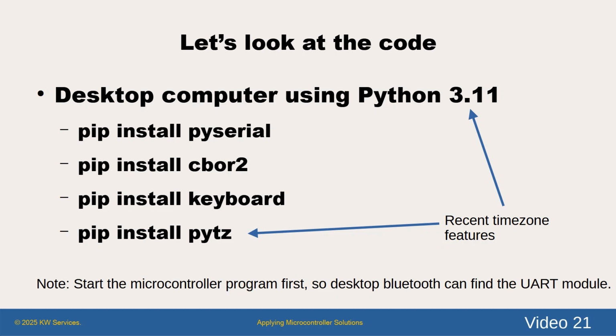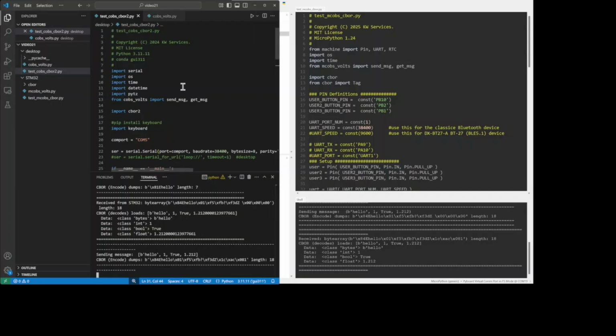Let's look at the code. On the desktop, I opened Visual Studio Code on a virtual Python 3.11 environment because it supports the latest CBOR2 release, and I installed Keyboard to attach keyboard keys to send messages. Also noticed that I installed PYTZ, which is for time zone support that we'll discuss last when we talk about tags.